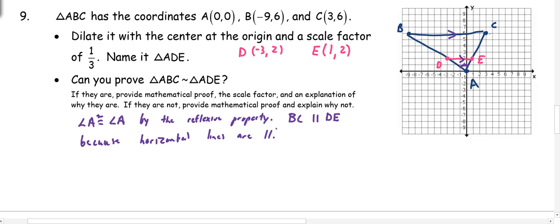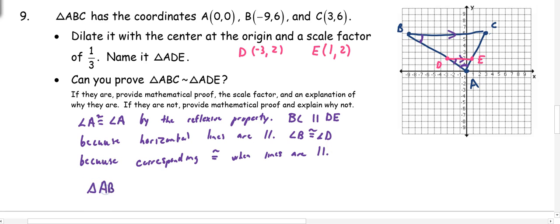So now, because we have those parallel lines, we can pick which one we want to use. So I'm going to say that B is congruent to D because they are corresponding angles. So we would have that angle B is congruent to angle D because corresponding angles are congruent when lines are parallel. So then to end this, we would say that triangle ABC is similar to triangle ADE.